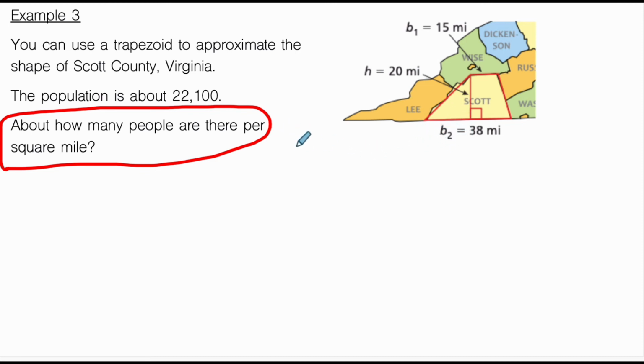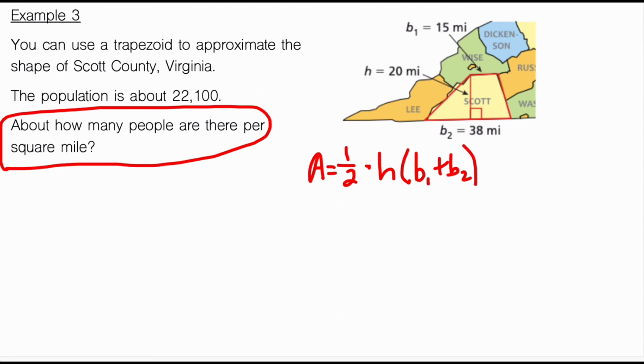So if I've got a trapezoid and I want to find out how many people are there in every square mile, I first need to find out how many miles are there in total in Scott County, aka what is the area of this county. So since it's a trapezoid, I'm going to use my trapezoid formula. Area equals 1/2 times the height times the sum of the bases.